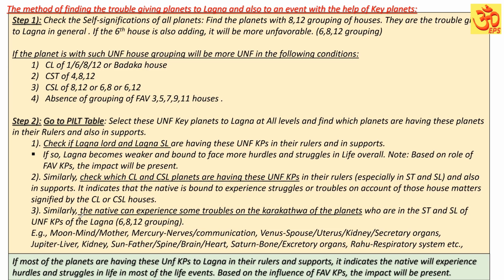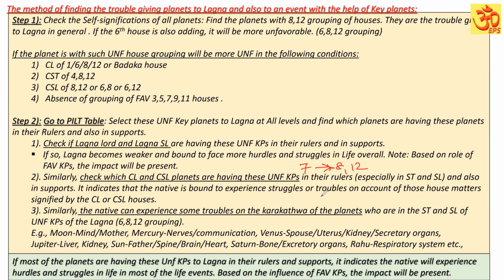Now, the third point: the native can experience some troubles on the Karagatva of the planets who are in the star and sublord of the unfavorable key planets. I was telling here, 7th house in 8 and 12. So 7th house matters are going to give obstacles, hurdles or struggles to the Lagna. Now, suppose we are talking about only Bhava Karagatva.